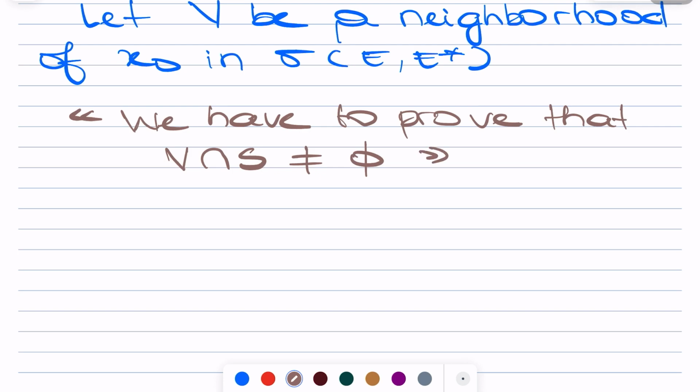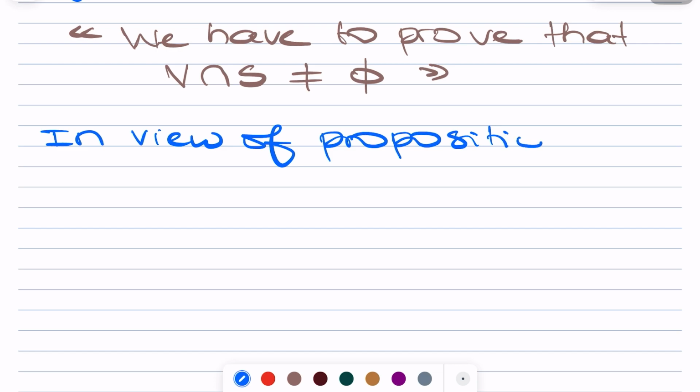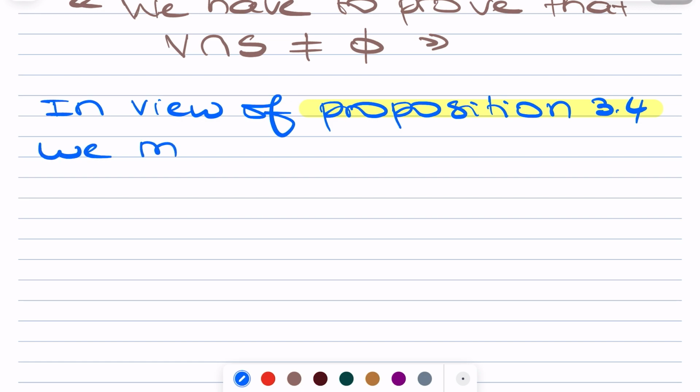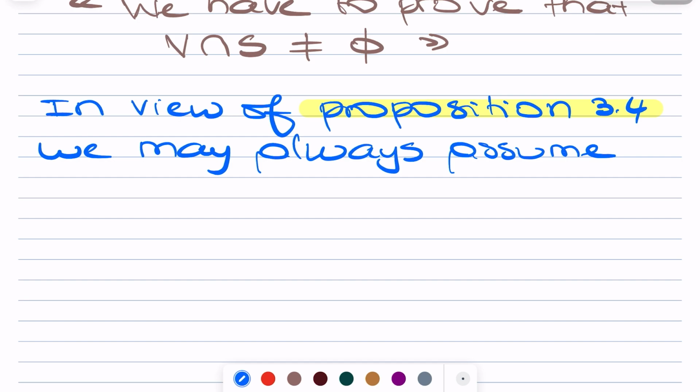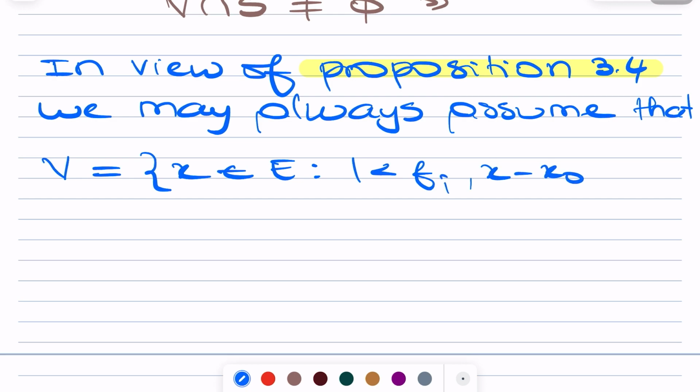Okay, good. So in view of proposition 3.4, because we know how to characterize neighborhoods of x0 in the weak topology, let me highlight that so you can always go back and check. So in view of proposition 3.4, we may always assume that V has the form: this is a set of x in E such that the absolute value of the dual pairing of x minus x0 is less than epsilon, right? For every i moving from 1 up to k.